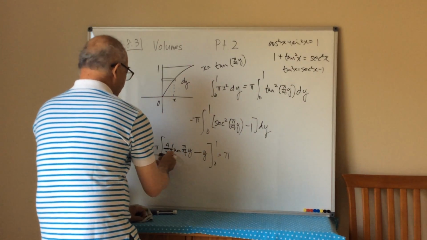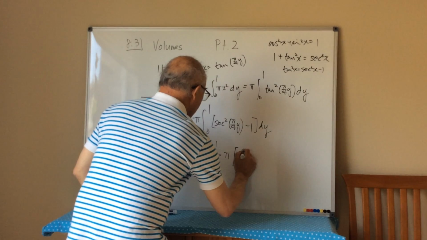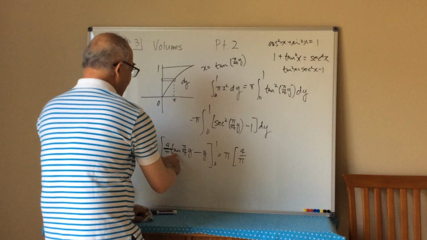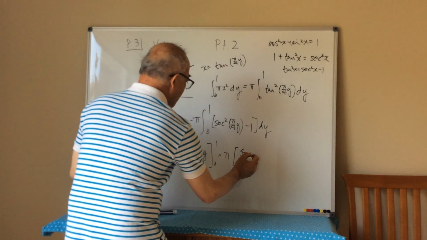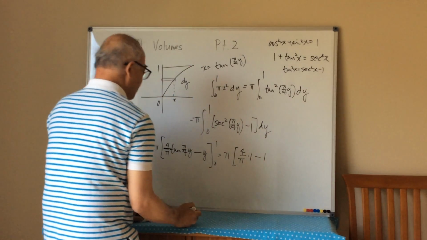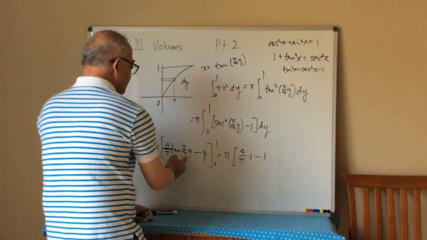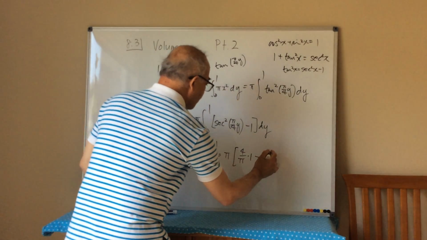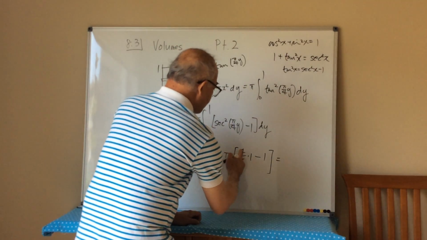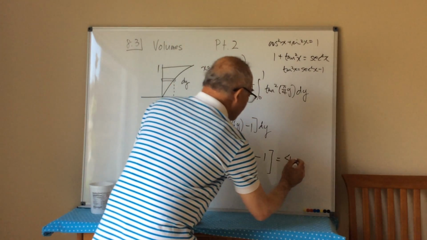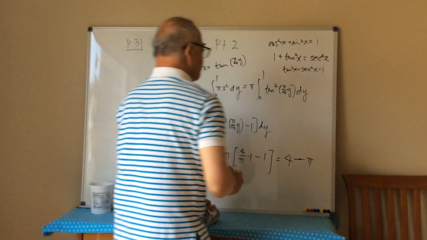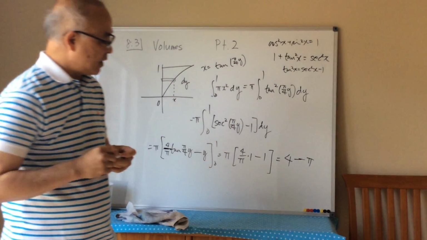So if I put in y equal to 1, I get tan of pi over 4, which is actually 1, times 1 minus 1. When I put 0 in here, I get 0 here, I get 0 here. So what do I get? The pi's cancel out, I get 4 minus pi. So my answer is 4 minus pi there, okay?